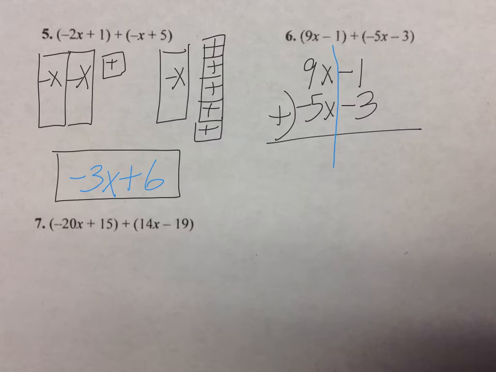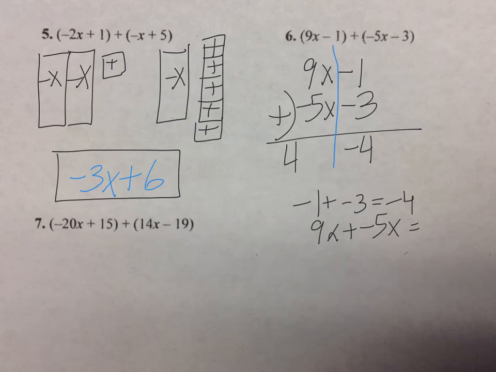Okay, so for number 6, I'm going to do the right-hand side first. I see negative 1 plus negative 3. If you really want to, you can also write this down here. Negative 1 plus negative 3. Now I know that's going to give me a negative 4, so I can put negative 4 here. And then I'm going to do the other ones, which is the x's. So I have 9x plus negative 5x. Now that's going to give me positive 4x. So at the very end, all you have to do is take off the little line in the middle, and this is your answer right over there.